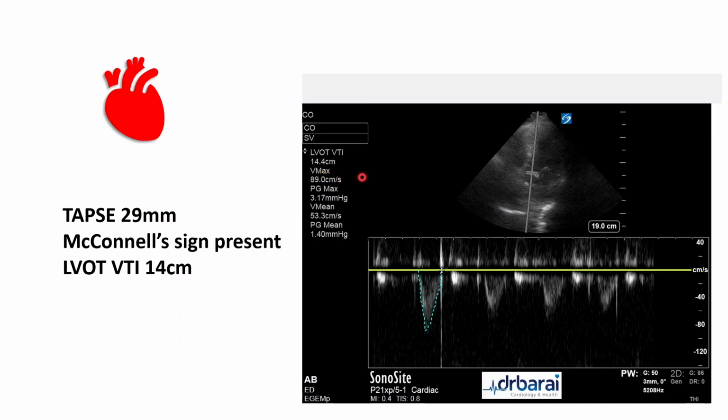The normal VTI is 18 to 22 centimeters. So this is not looking very good. This is below the normal VTI. So this is how the VTI is measured. I have some other videos to explain how the VTI is measured. In this particular presentation, we will focus more on the application of the VTI in shock patients.